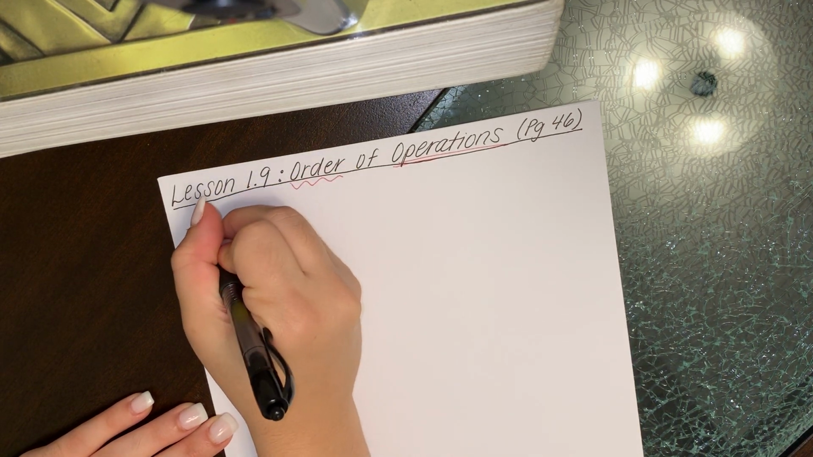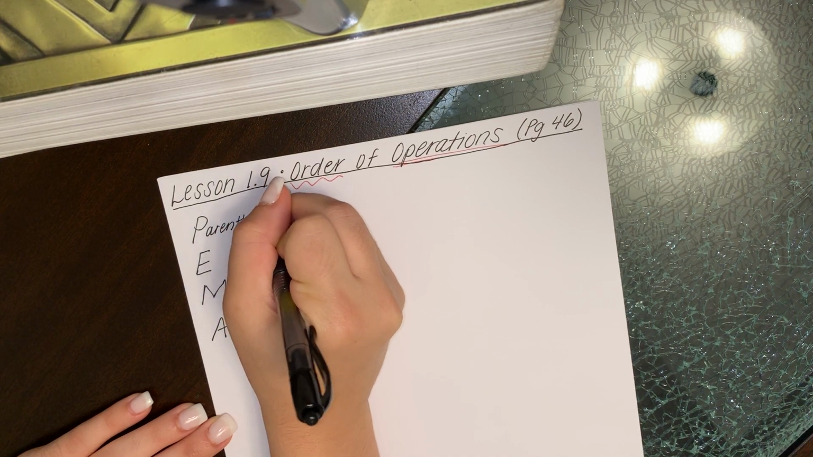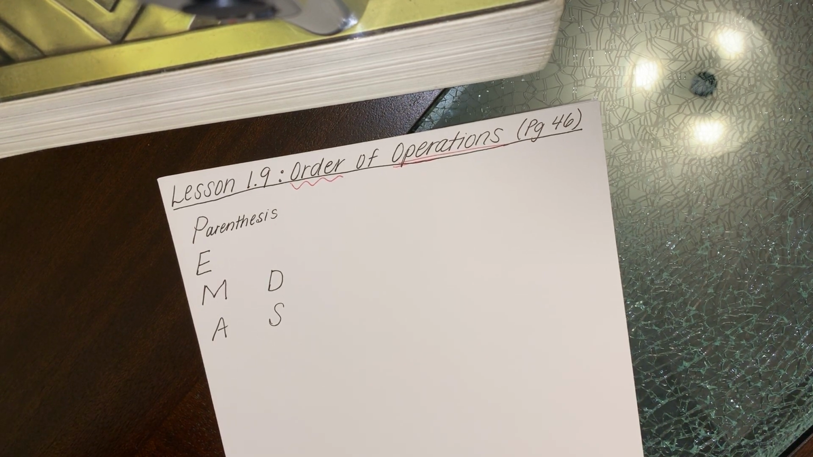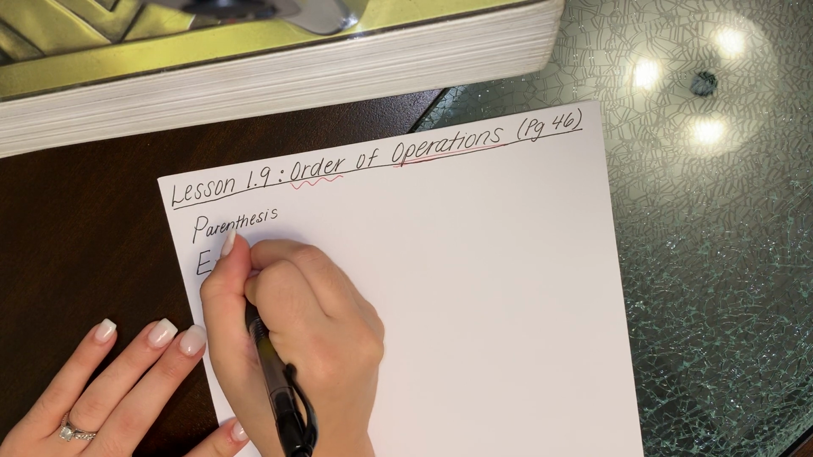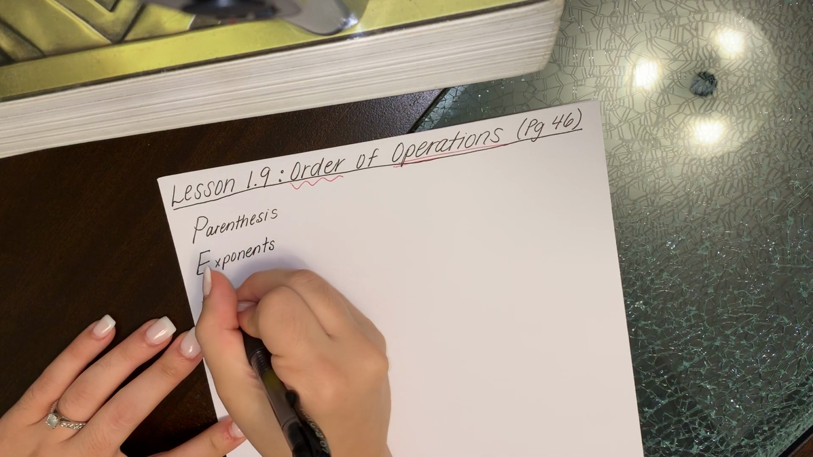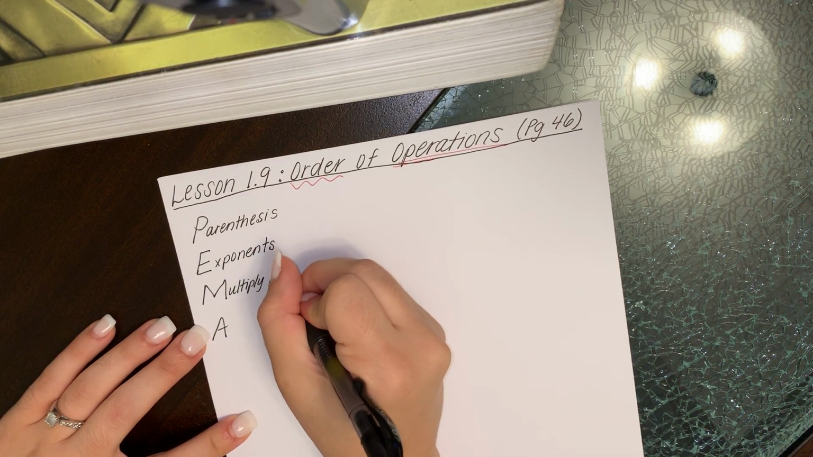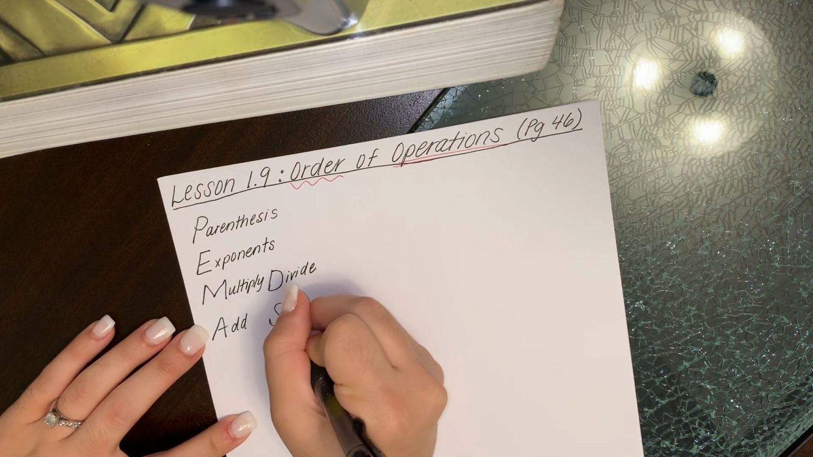But each one of these stands for something. And that first one, that letter P, stands for parentheses. So you're going to write this down. This is very important that you write this down. You see this all throughout math, especially all throughout high school math. So don't ignore it. Please write this down. Parentheses is the first part. Then the E stands for what we worked on last class, exponents. M is to multiply. D is to divide, A is to add, S is to subtract.